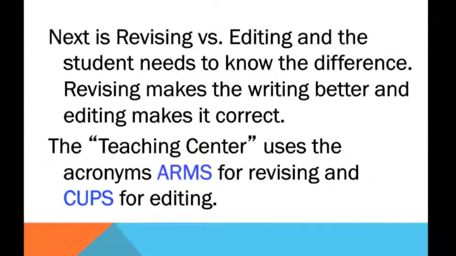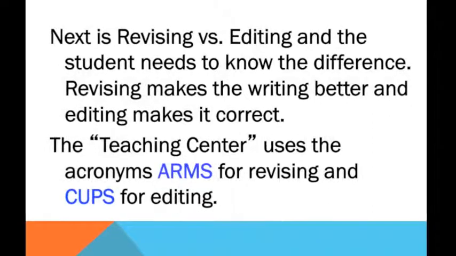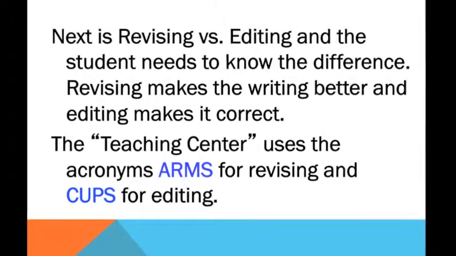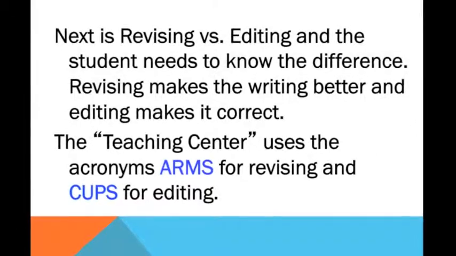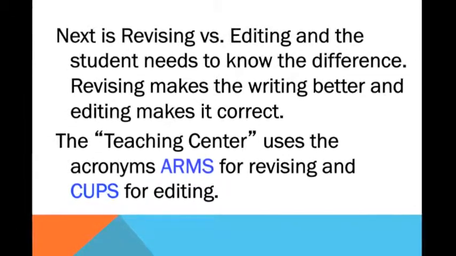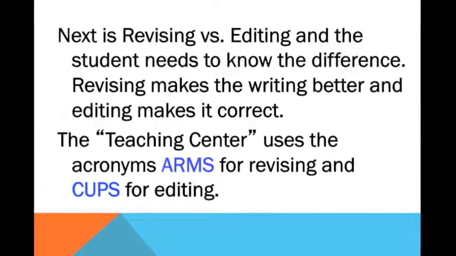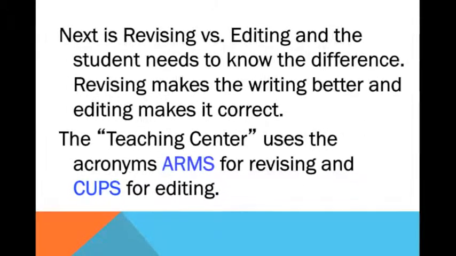The third strategy is revising versus editing, and the students need to know the difference. Revising makes the writing better, and editing makes it correct. The Teaching Center uses acronyms ARMS for revising and CUPS for editing.